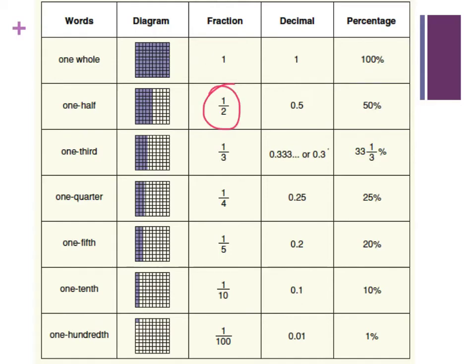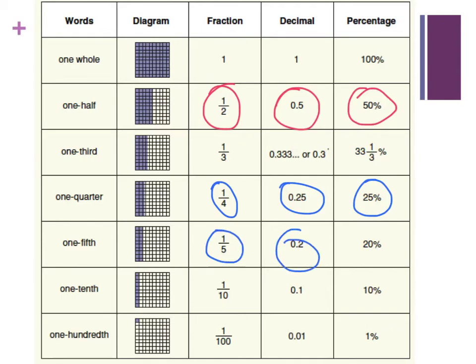So a half, most of you are pretty confident with at the moment. A half is 0.5 as a decimal or 50%. A quarter, some of you might be confident with. 1/4, 0.25 or 25%. The same as a fifth, 0.2, 20%. Okay, these ones you will be less confident with, I feel. I might be wrong, but I'm thinking a tenth, 0.1 and 10%.